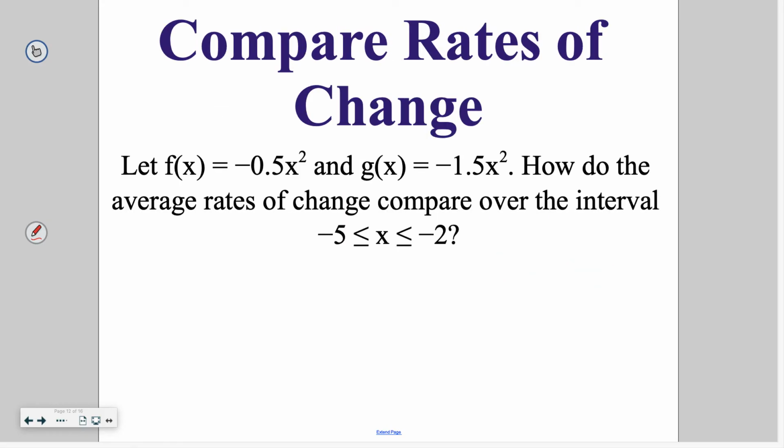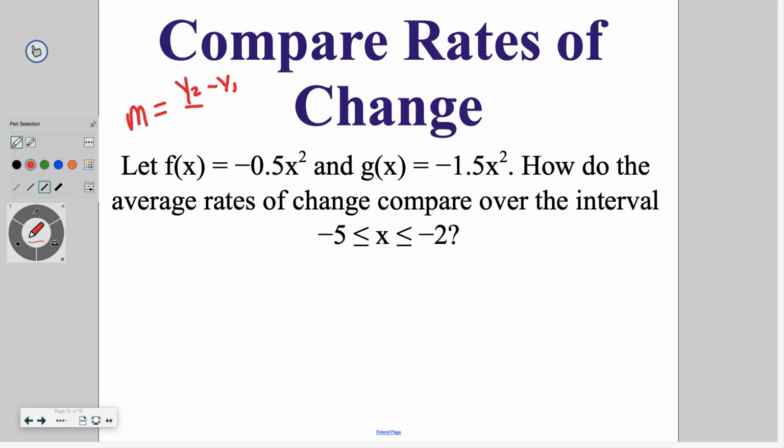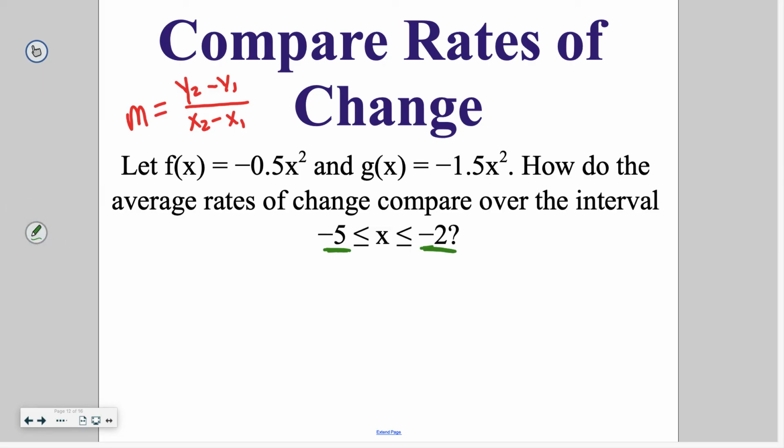Next thing we're going to do is compare rates of change. So when we do this, one thing I want to remind you of is you're going to need to remember that slope formula, which says slope is equal to y2 minus y1 over x2 minus x1. That's how we find a rate of change. When we are doing this, you have to pay attention to the interval that they want you to use. So in this case, they're asking you the rates of change between -5 and -2.